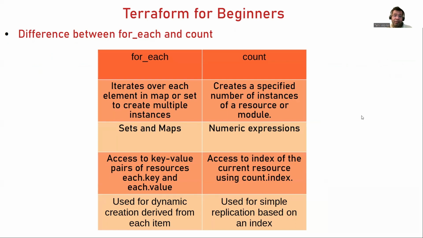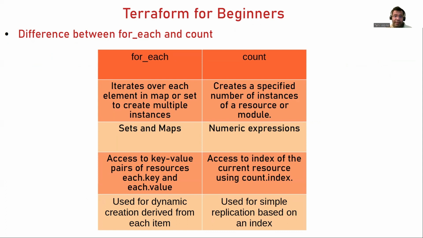As I said, for_each iterates over each element in a map or a set to create multiple instances, whereas count specifies the number of instances of a resource or a module. Like if you want to create two instances with the instance type T2 micro, you will just write count equals 2, and that's what I have shown in my previous video. So before watching this video, you should definitely watch that count video to get a better understanding before even learning for_each.